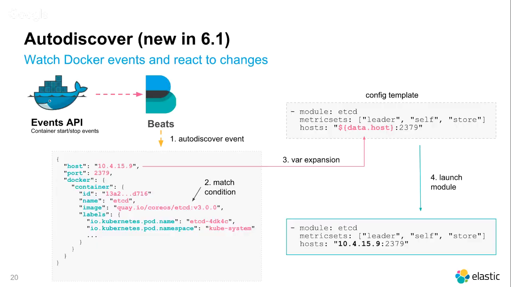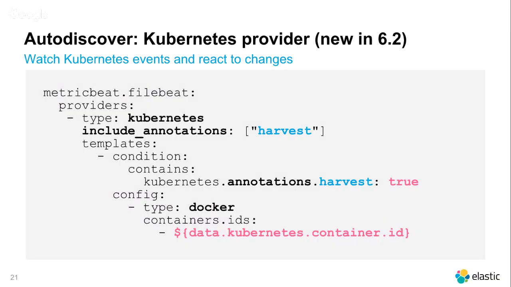We recently launched this also for Kubernetes in 6.2, so you can do the same. And as with Kubernetes, you have things like annotations. You can do even more magic here. In this example, this one is for Filebeat. The previous one was for Metricbeat.